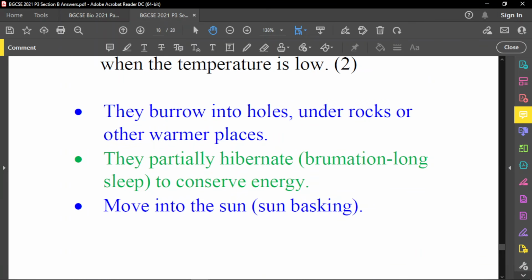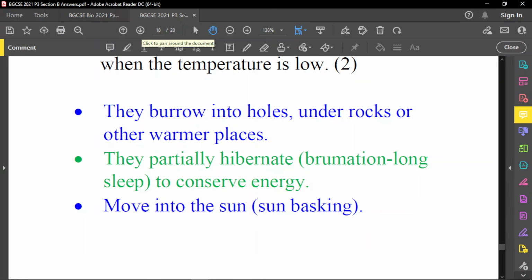Now, for snakes, if the temperature is low, which means it's cooler, what they will do sometimes is burrow into holes under the rocks. For example, they live on the rocks or other warmer places. So they go where it is warmer. All right, they will go for warmth. So if the surface of the earth is cool, they go to places which are much warmer.